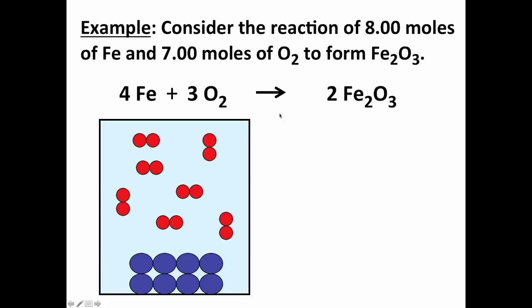We have 8 moles of Fe, so each of these blue spheres represents, on an atomic level, 1 atom of Fe. On a larger scale level, it would represent a mole of Fe. And then we have 7 moles of O2. Remember that O2 is a diatomic, 2 oxygen atoms bonded together. So we have 7 groupings of pairs of oxygen atoms, so that's 7 moles of O2, or on a smaller scale, 7 molecules of O2.